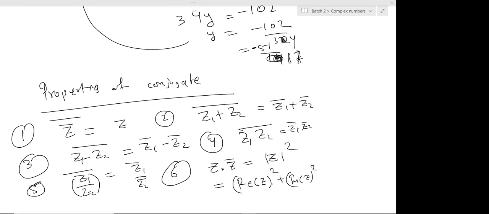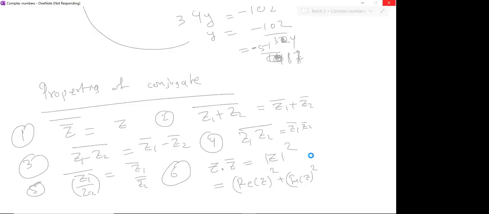Sir, can you say the sixth one? Yes, sixth one is Z into Z bar. Dot means multiplication here, all right? Equals mod of Z square.